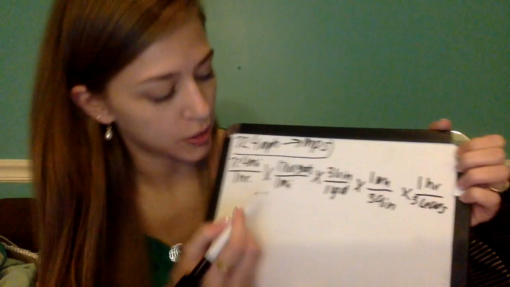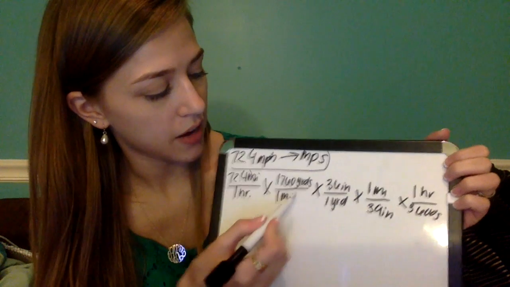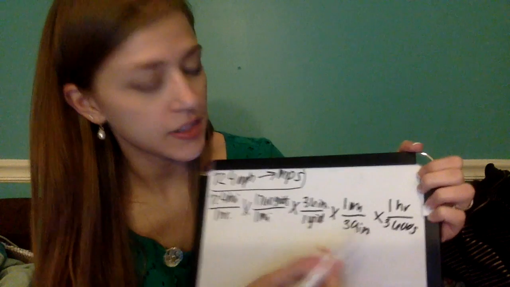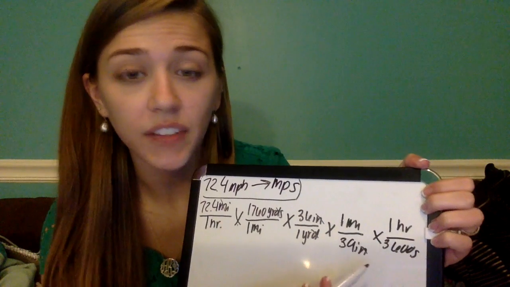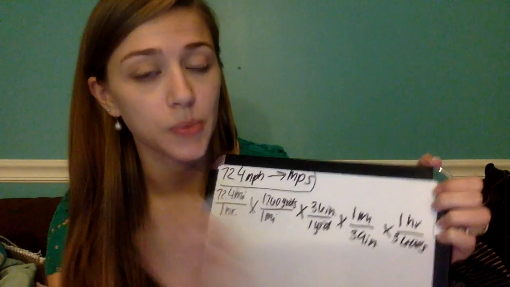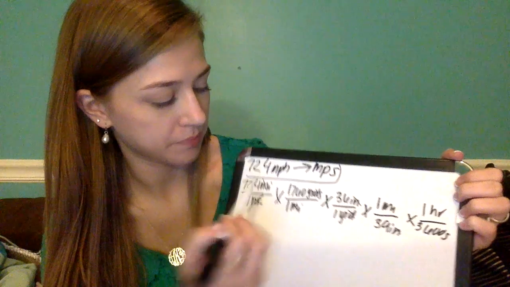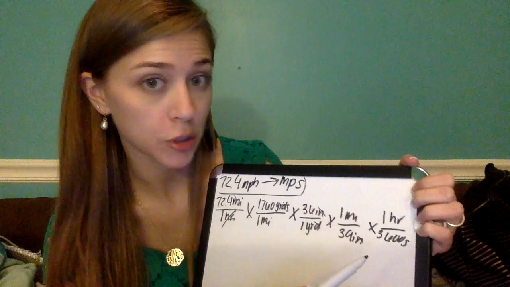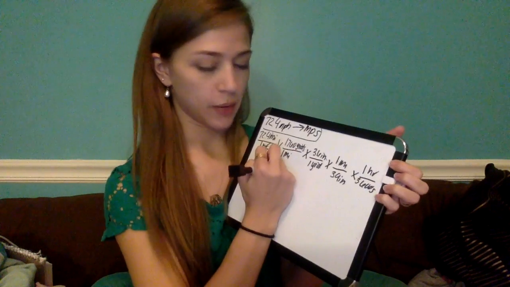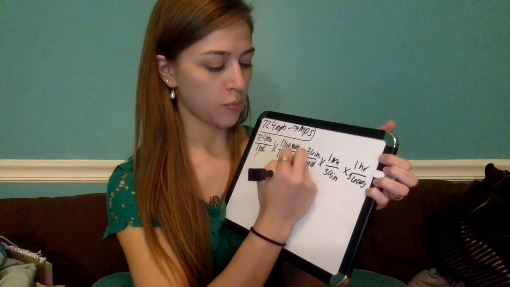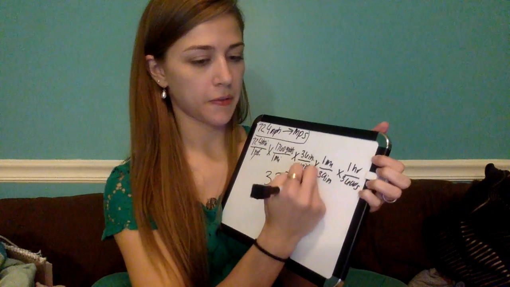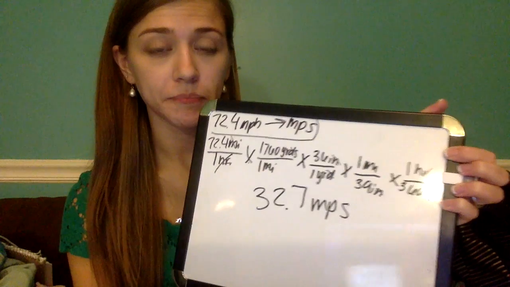And we can check it because we know miles cancels out, yards, inches. Meters doesn't have anything to cancel out with, which is good because that's what we want to be left with. And then our hours cancel out. So we'll be left with meters per second. So now, if you type that in across, you're going to end up with 32.7 meters per second.